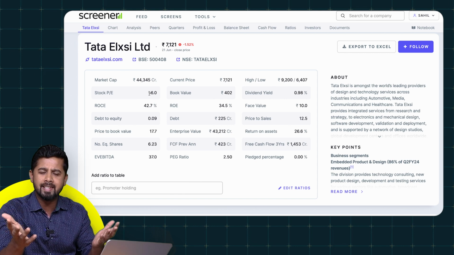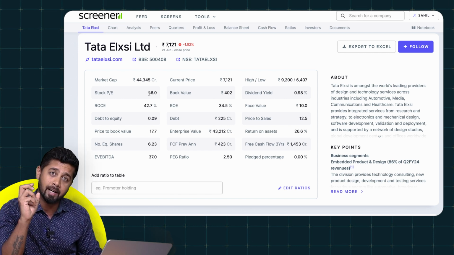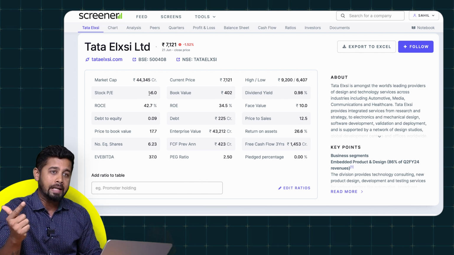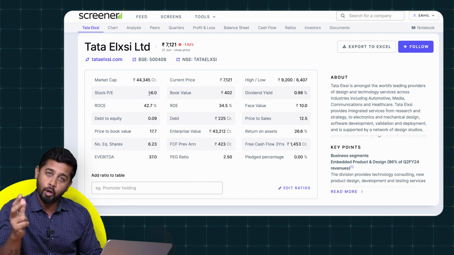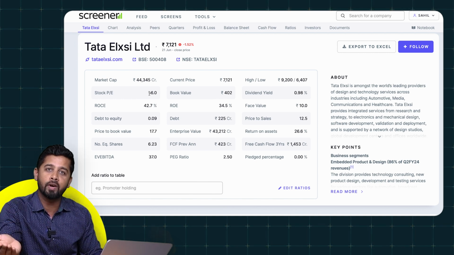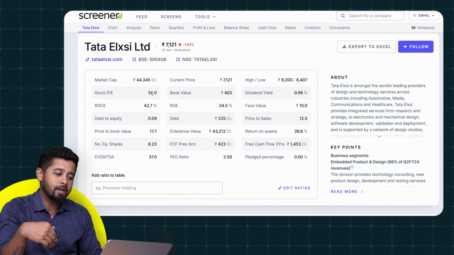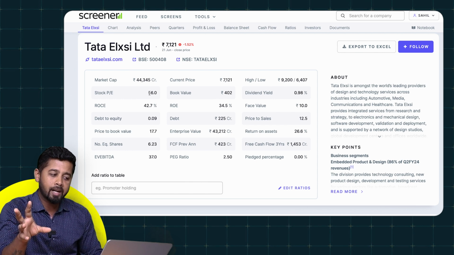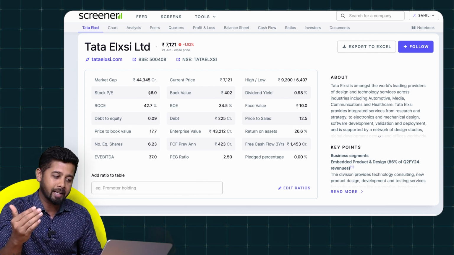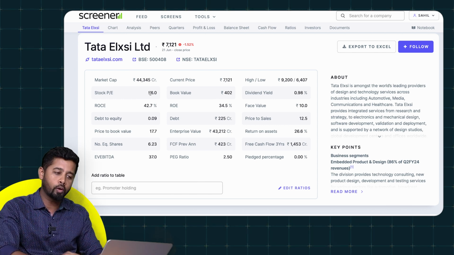Maybe around 50 is a decent PE, because understand, it's a part of Tata Group. It's into the new age business of EV software and one of the leading players. So it will command a premium. The only question is, what is the right PE you are comfortable paying? So for me, I believe that it is decent at 56, maybe 45, 50 would be a very good valuation where you can even consider adding it. So this is how you have got to look at it.